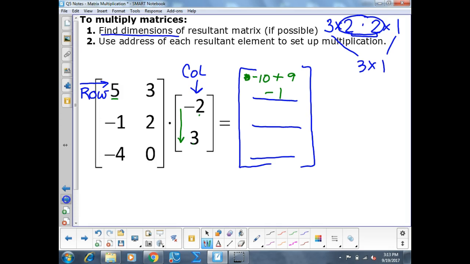If I think about filling in the next item, this is now row 2, column 1 in my answer. So this tells me to use row 2 and go down column 1. So I'm going to go back to my matrices that I'm multiplying together, and I'm going to go across row 2 and down column 1. And I'm going to multiply, add, multiply. So let's multiply -1 times -2, that's +2, plus I'm going to add 2 times 3, which is 6, and so 2 plus 6 makes 8.